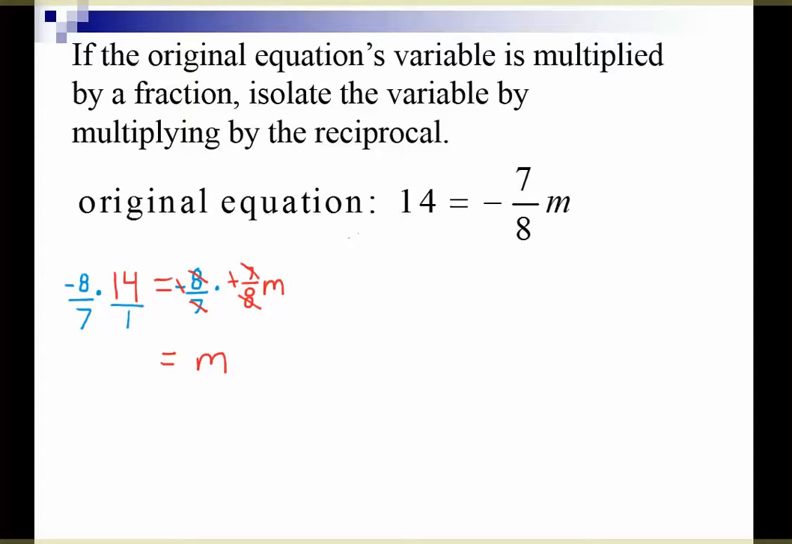Now I do need to clean this up over here and figure out what number I have. I've got some cross cancellation I can do. I've got a 7 on bottom, 14 across in the corner. I can divide both of these by 7. So 7 divided by 7 is 1. 14 divided by 7 is 2. So I'm looking at negative 8 times 2 is negative 16. And 1 times 1 is 1. And we know that negative 16 over 1 is just another way of saying negative 16. So negative 16 equals m.